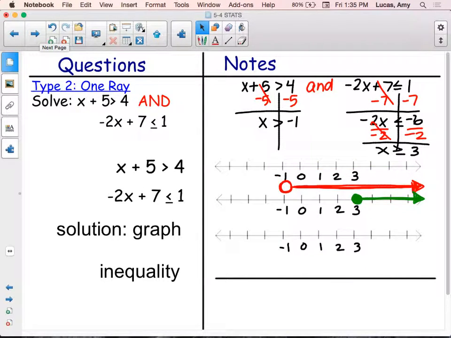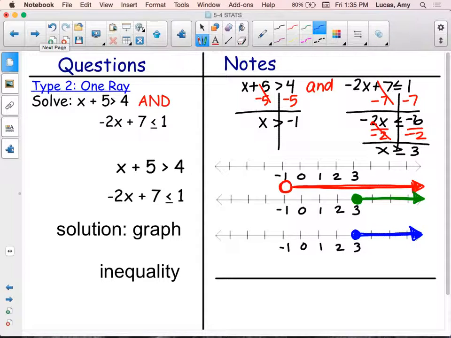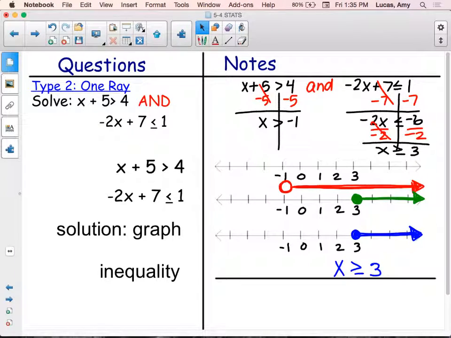When we intersect them, remember I'm looking for where it's red and green. Not just red, not just green. So both colors start at the 3 and go to the right. So my intersection is actually just x is greater than or equal to 3. I don't have two inequalities in my intersection solution. I don't have an interval with two endpoints. I just have one ray. Because when the rays are going in the same direction, that's what's going to happen. Where they intersect is still going to be a ray.